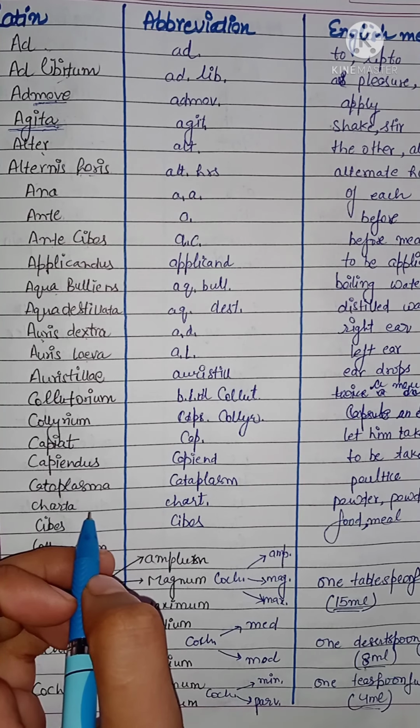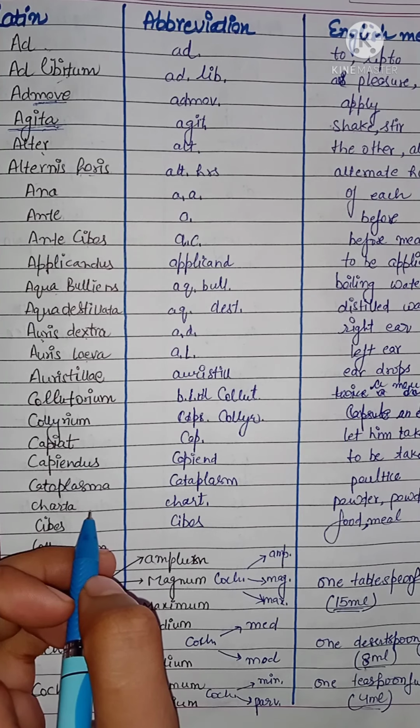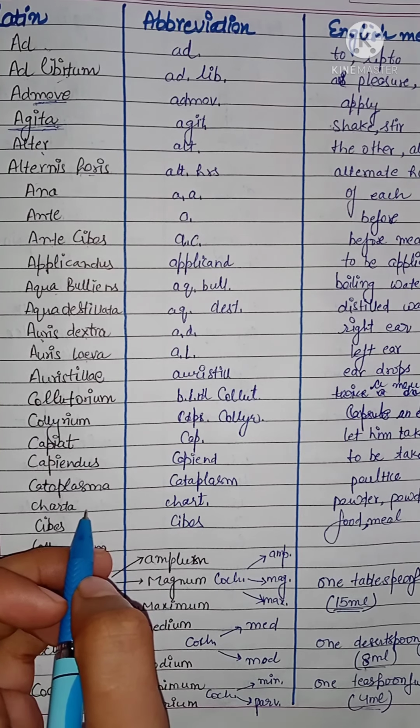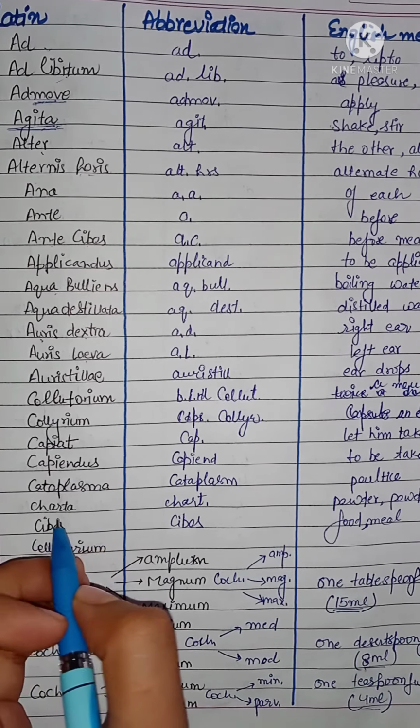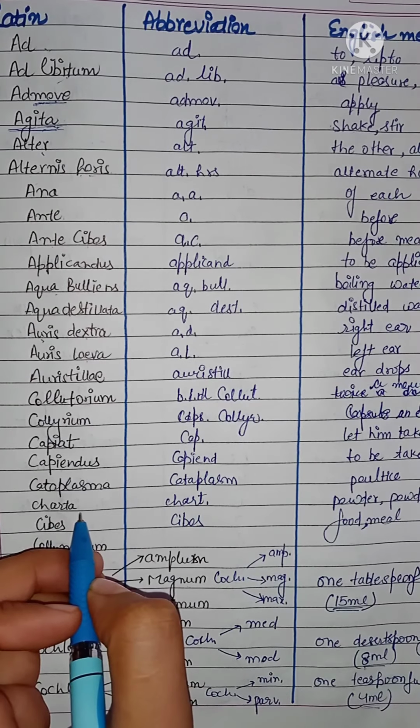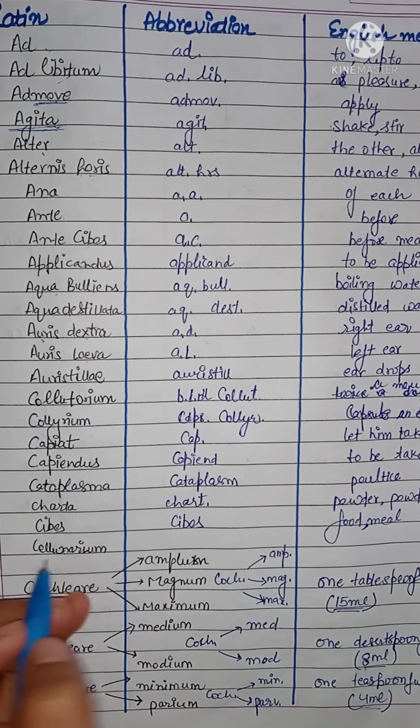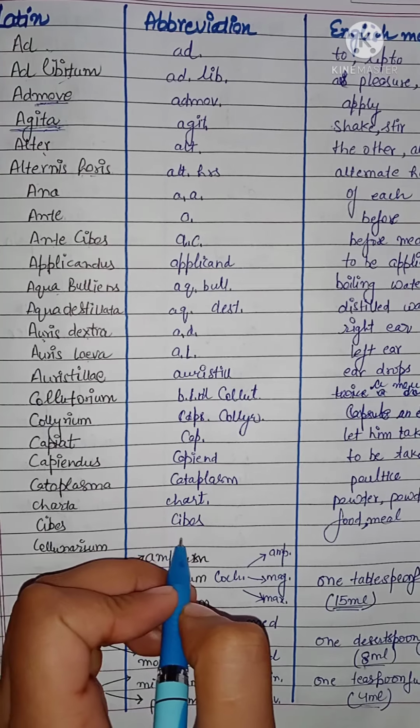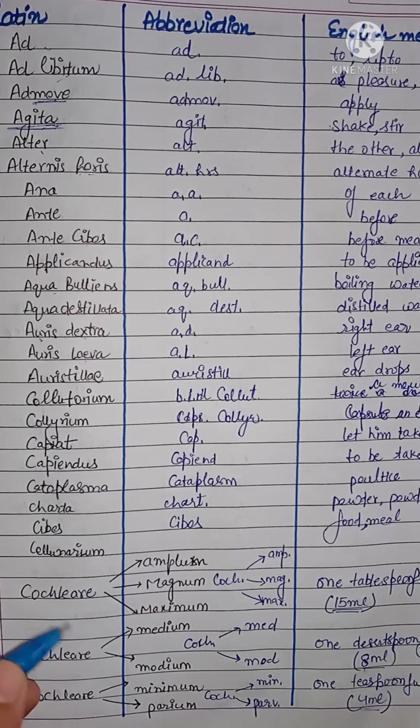There are some medicines, for example, dusting powder, which is used as an anti-infective, so it is applied directly on the body surface. So that's why the physician uses the term chartula. Next we have cibos. Cibos means meal or food.